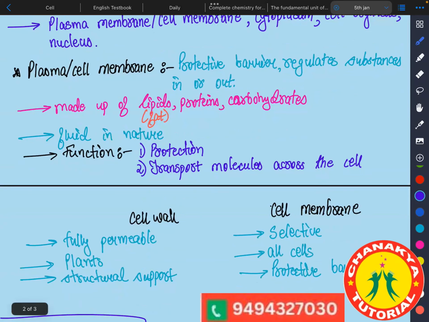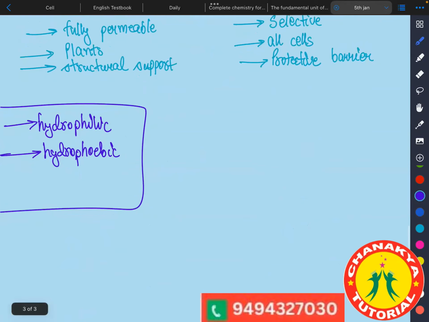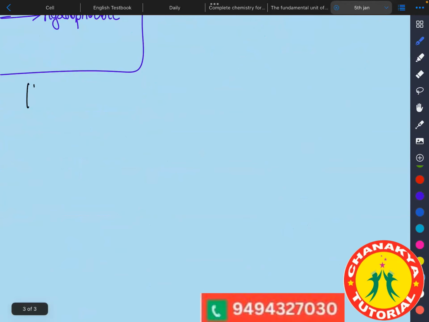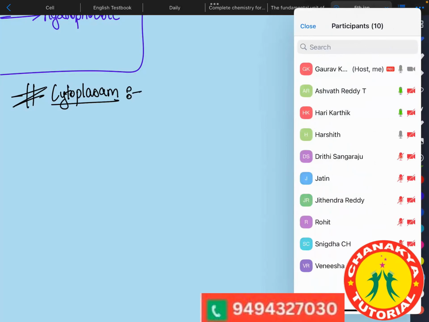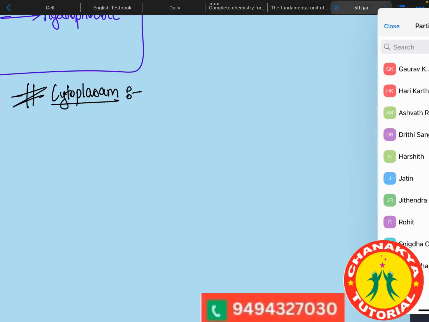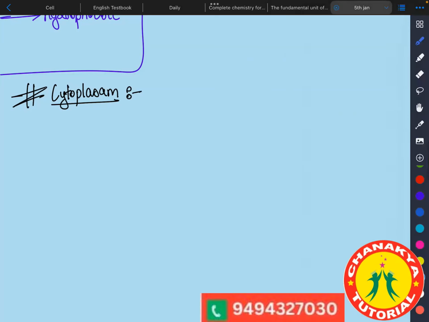Any doubt in plasma membrane? No, sir. Next we will go to cytoplasm. Okay, anyone know what is cytoplasm? It's the fluid inner substance that transports things within the cell. It's the body of the cell, sir. It contains the fluid in which all the cell organelles are present. The fluid is called cytosol.